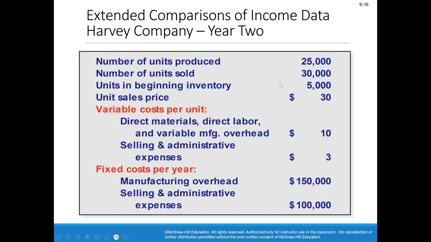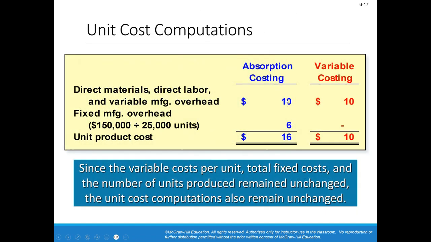Now in year two, we'll have a different result. Again, produce the same number of units, but now instead of selling 20,000 units, we're going to sell the 5,000 we had in inventory plus all of the ones that we produced this year. So our unit sales price is $30. Our variable costs, again, are still 10 and 3, and our overhead is the same amounts. Under absorption costing, same thing.